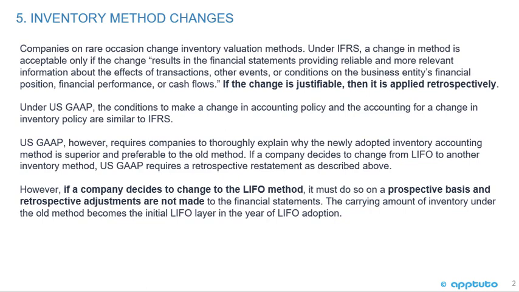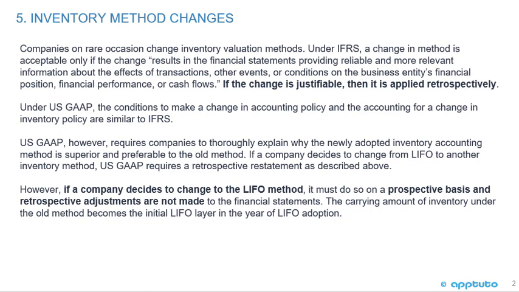Under US GAAP, the conditions to make a change in accounting policy and the accounting for a change in inventory policy are similar to IFRS. US GAAP, however, requires companies to thoroughly explain why the newly adopted inventory accounting method is superior and preferable to the old method. If a company decides to change from LIFO to another inventory method, US GAAP also requires a retrospective restatement as described above.